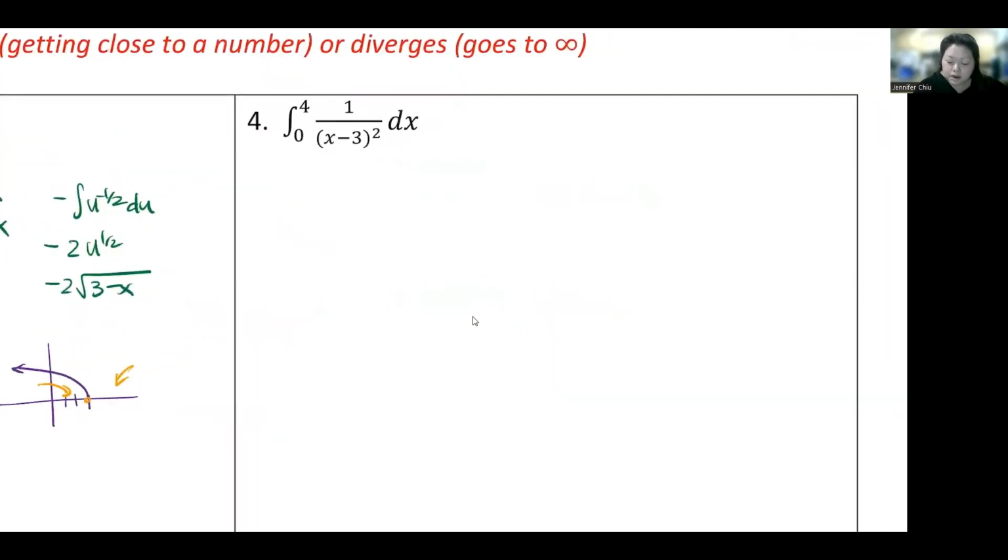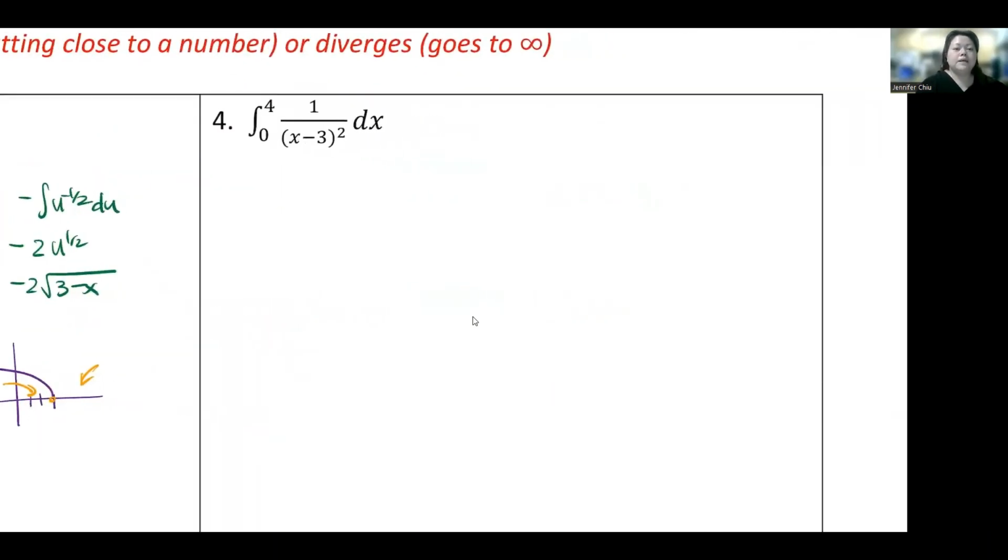Okay. This one is a little bit trickier, right? Because my asymptote is not at the end of my interval. So you have to remind yourself, where is the asymptote on this? Well, the asymptote is at x equals 3, and it's within this interval of 0 to 3. So what that means, then, is you've got to split up your integral here.